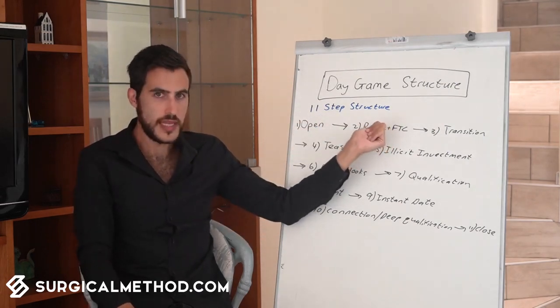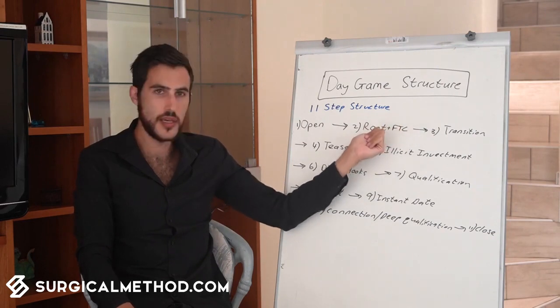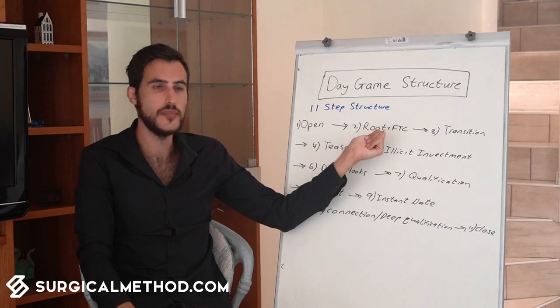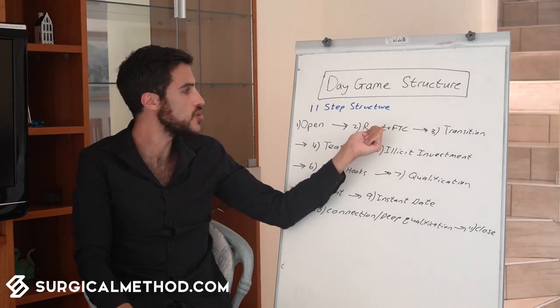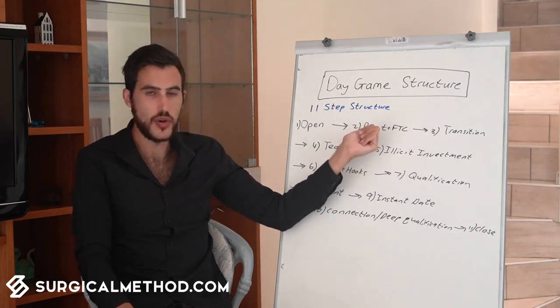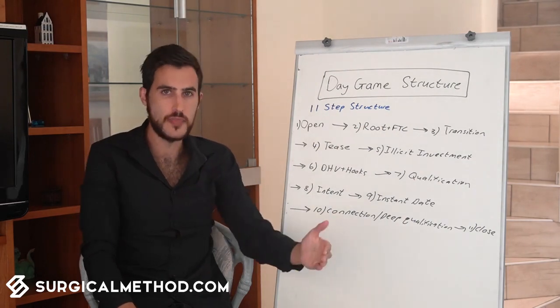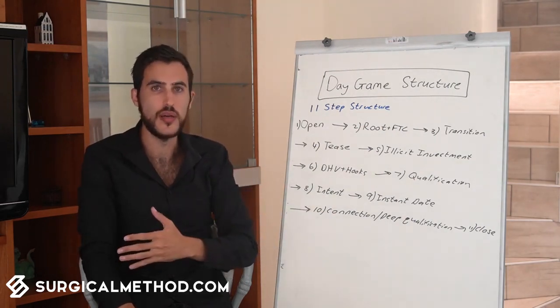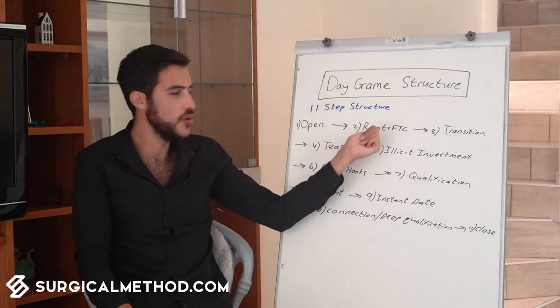Then I need to root and FTC, because she's thinking, what does he want from me? What does he want from me? So what is rooting? It's basically telling her why I'm there, why I'm speaking to her, what I'm doing here, where I was before. I'm just reminding her of these things.